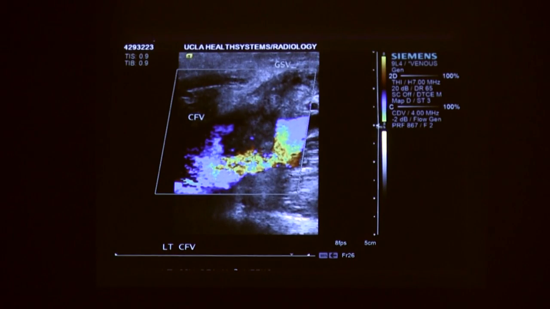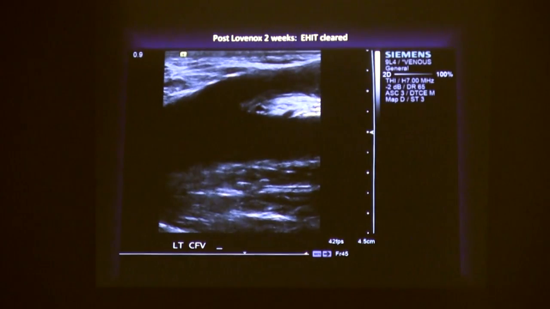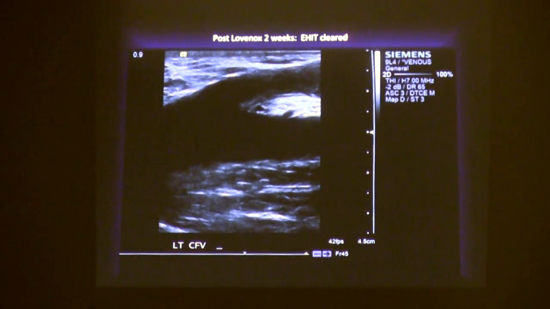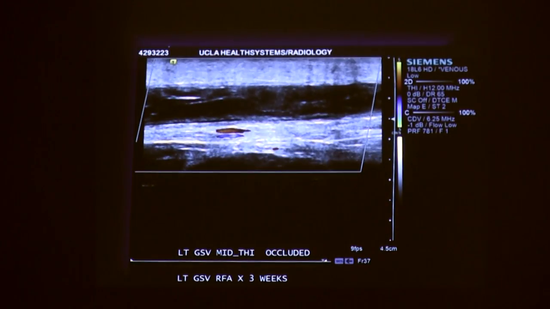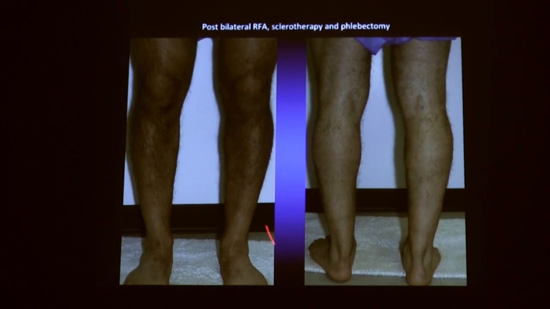He did great, but you can see here's the blood clot showing me some compression on that vein that I don't want, but 2 weeks later, it's all clear, deep vein's good, superficial vein is closed, and again, he did extremely well. This is showing you the closed vein. And here he is post.